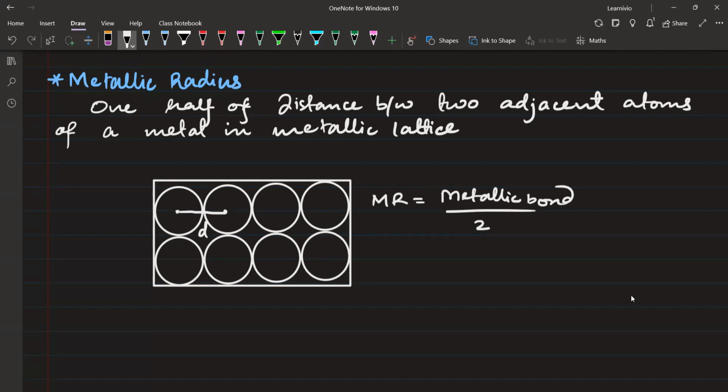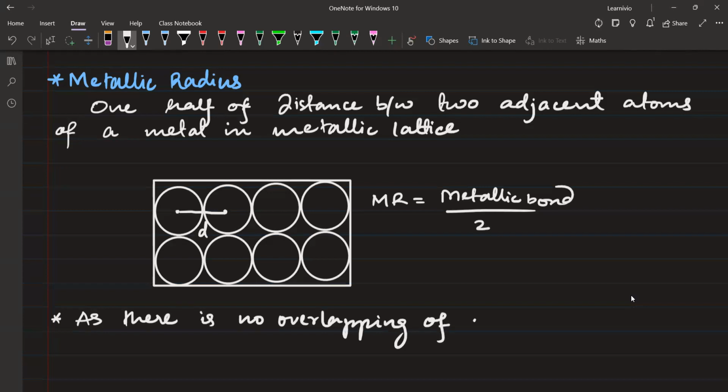So one more point we can write in comparison to the covalent radius. In the covalent radius, there is overlapping of orbitals. And यहाँ पे लिखिएगा as there is no overlapping of orbitals. Metallic radius, it is greater than covalent radius.